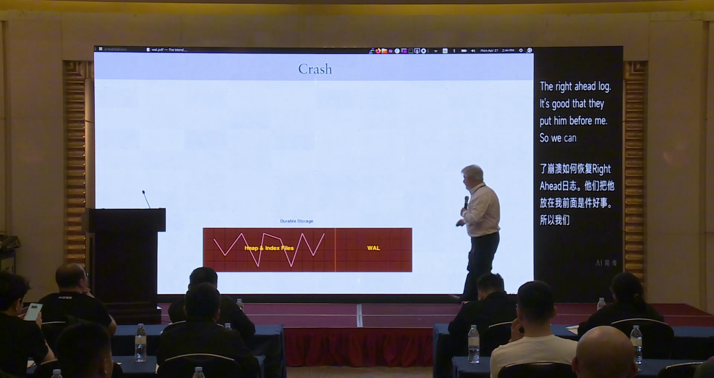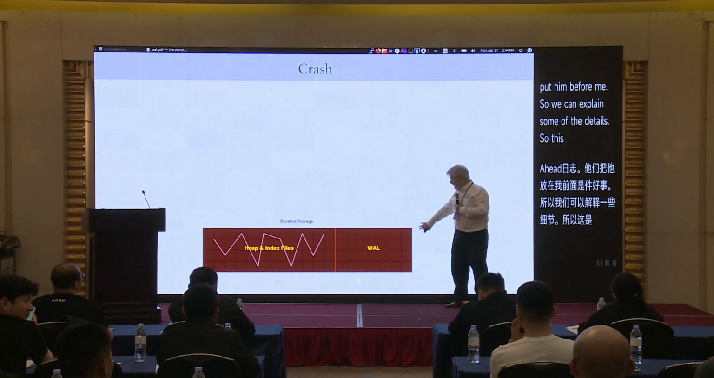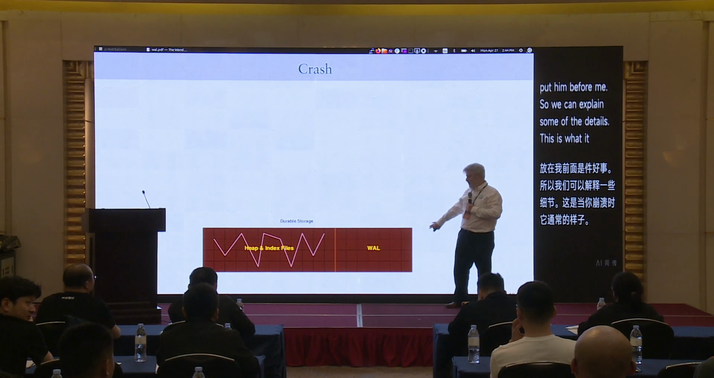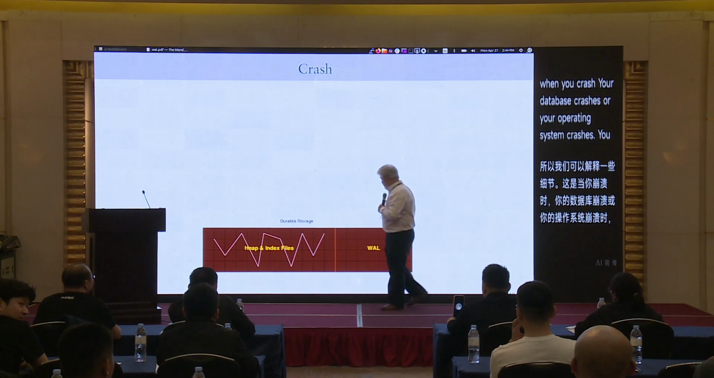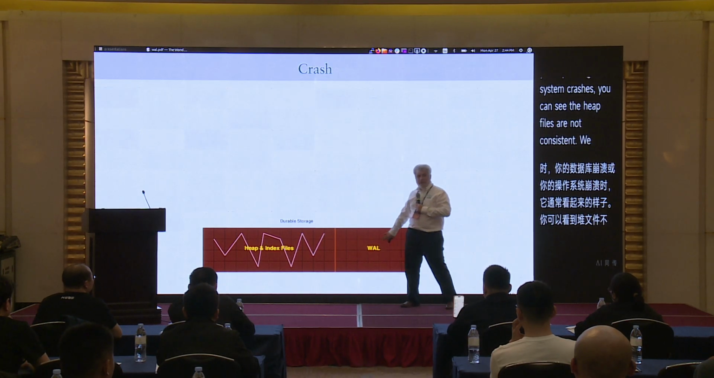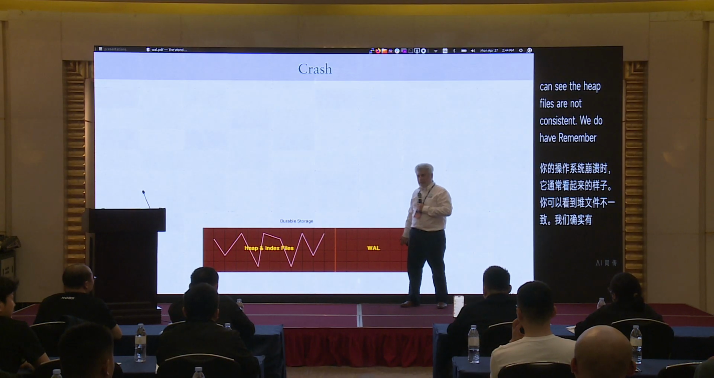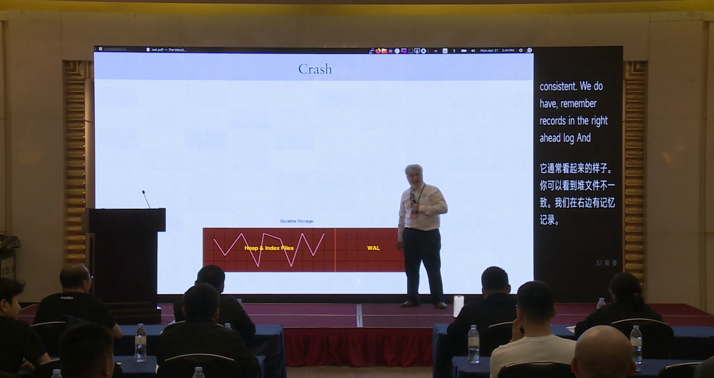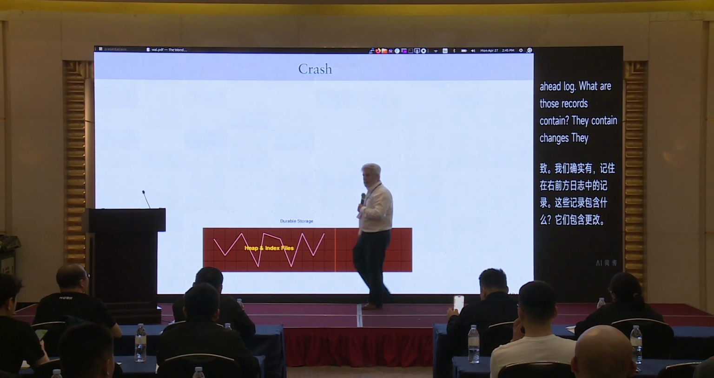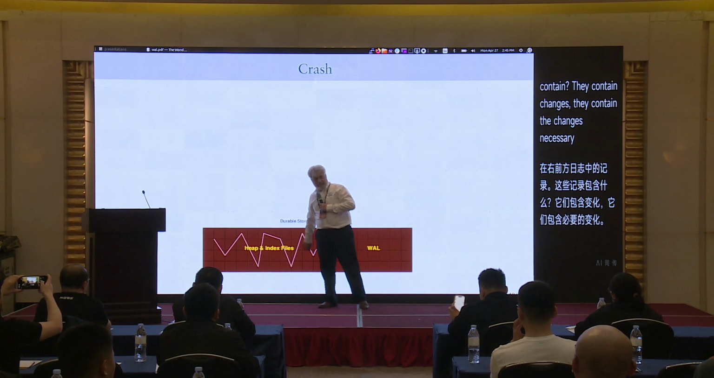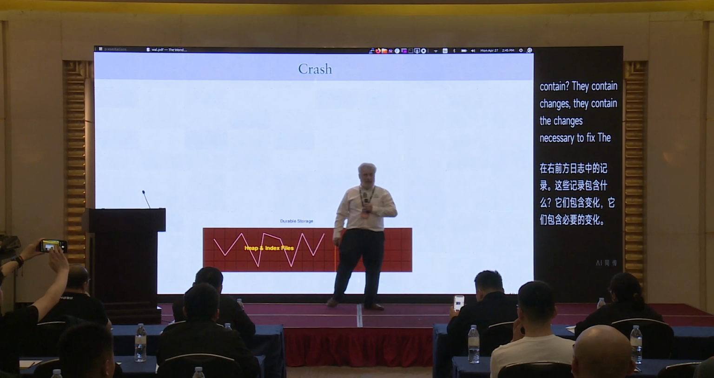So this is what it normally looks like when you crash, your database crashes or your operating system crashes. You can see the heap files are not consistent. But we do have, remember, records in the write-ahead log. And what do those records contain? They contain changes. They contain the changes necessary to fix this problem.